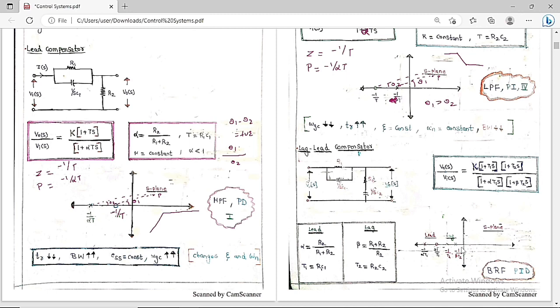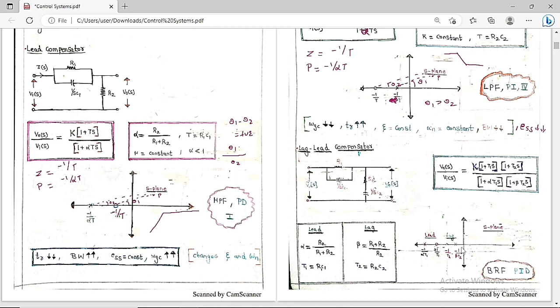And here omega GC increases, which means that omega GC will decrease. And also the steady state error is going to decrease. So this is the basic agenda of this lag compensator: to decrease the steady state error. So here the steady state error will also decrease. So these are the changes you can see by using the lag compensator.